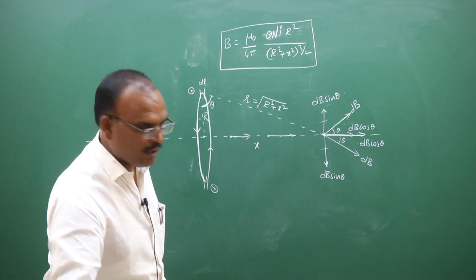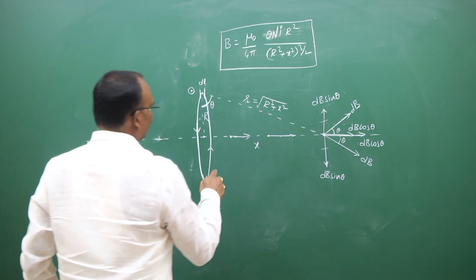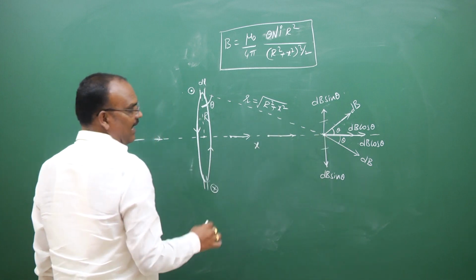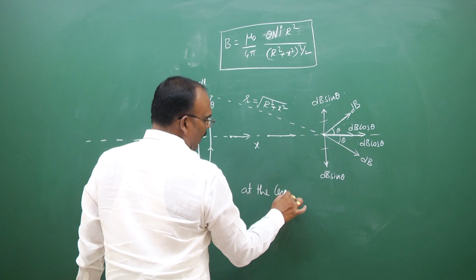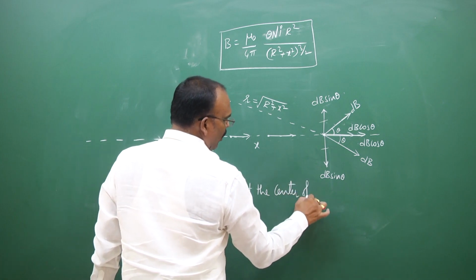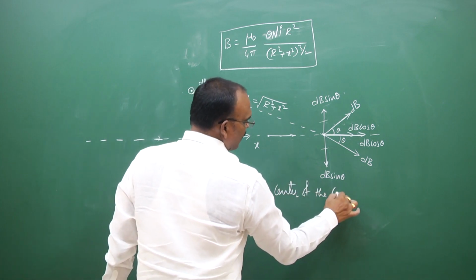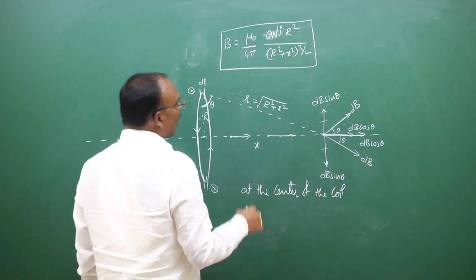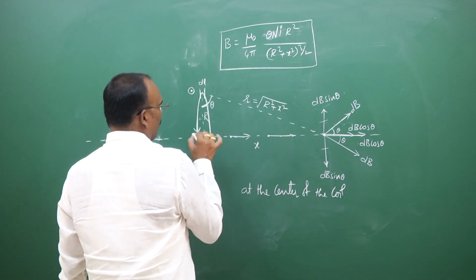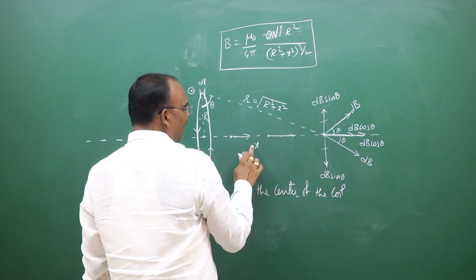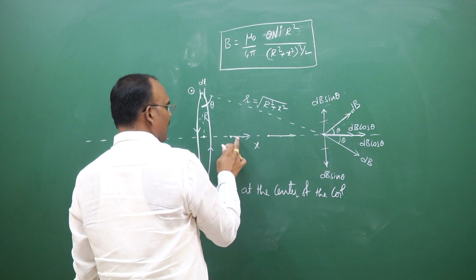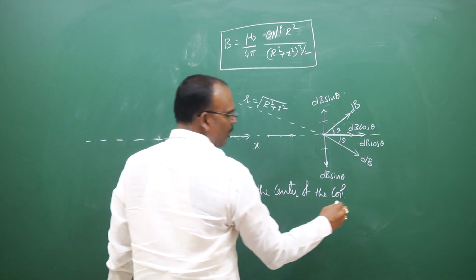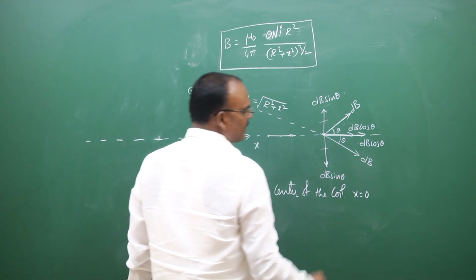See carefully. At any point I have calculated. Now I will calculate at the center, at the center of the coil. Center of the coil means here. So when the point is here, distance is x. When it comes here, x decreases. When it comes here, x further decreases. When it comes here, x is 0. At the center means x is equal to 0.